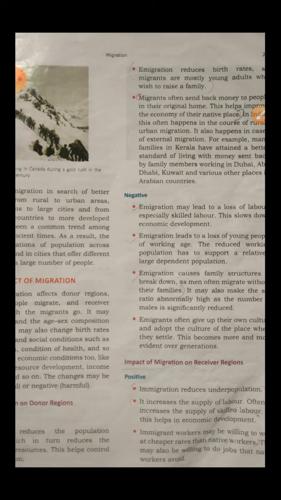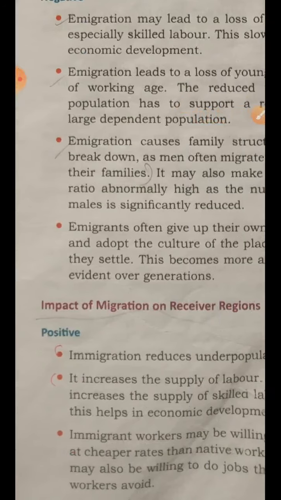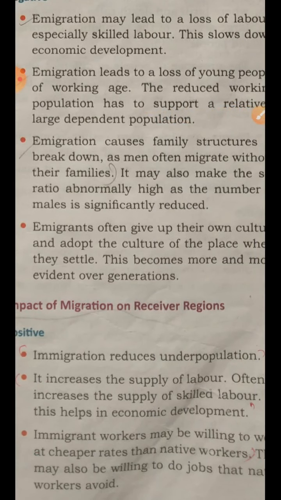Impact of migration on the receiver region. We also have some effects on the receiver region. What are the four positive effects? Let us see. Immigration reduces underpopulation. The first factor is that immigration reduces underpopulation. It increases the supply of labor, often the supply of skilled labor. This helps in economic development. So that's happening here. Supply of labor increases and skilled labor increases. So economic development is taking place in such countries where people are migrating to.